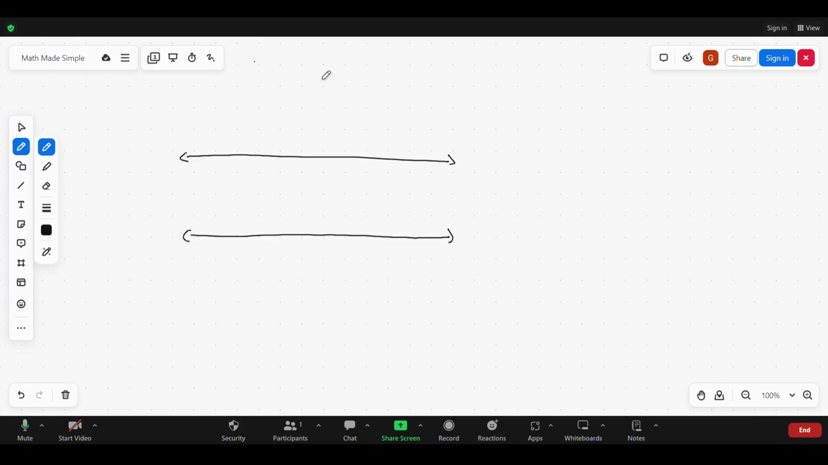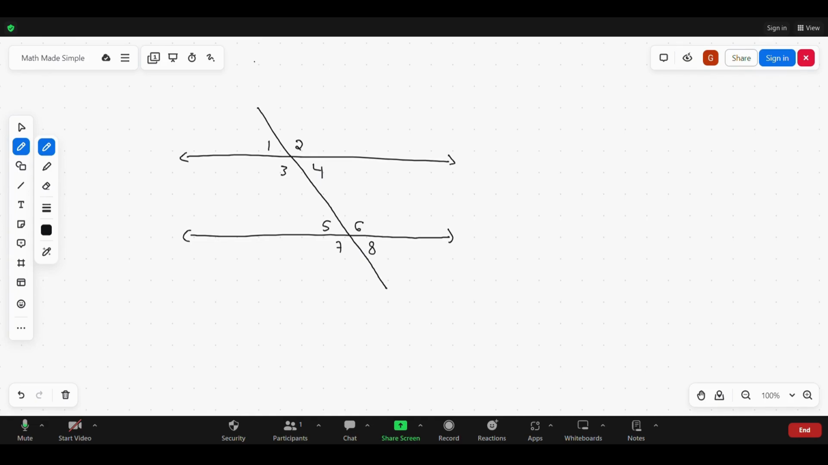A transversal is simply a third line, and by definition a line is a straight line extending to infinity in both directions. A third line that crosses over the set of parallel lines. And as you might notice, each one of these now creates angles. So this third line creates 8 angles, 4 on each parallel line, kind of like an intersection.